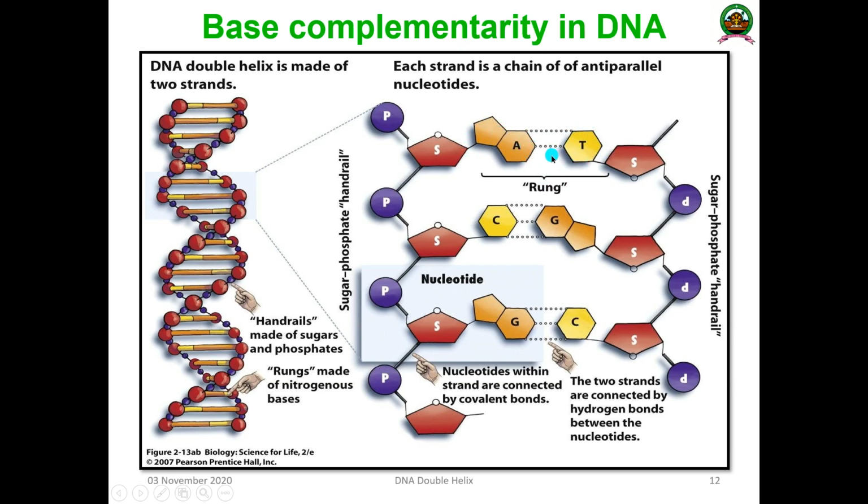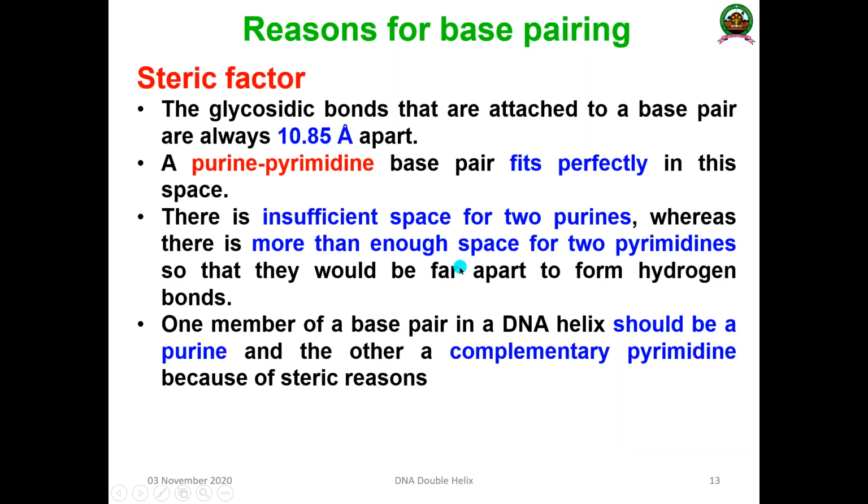There will not be a close proximity to produce the hydrogen bond. The hydrogen bond will not be produced because that is very loose actually. That is why thymine will not pair with cytosine. So that is the steric factor, known as the steric factor.